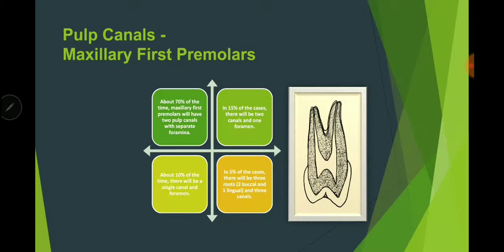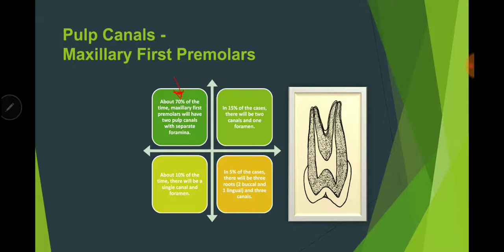The pulp canals of the maxillary first premolars. About 70% of the time, we have 2 pulp canals with separate foramina. 70% of the time, 2 pulp canals with separate foramina. And in 15% of the cases, there will be 2 canals and 1 foramen.